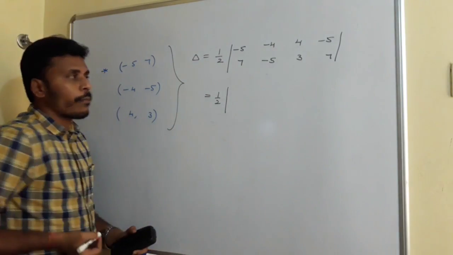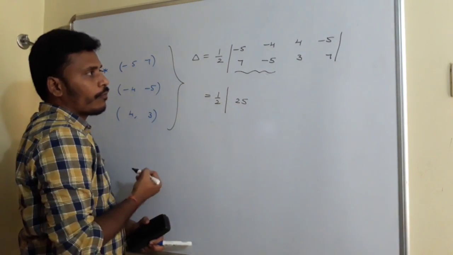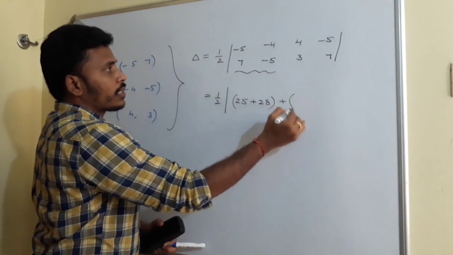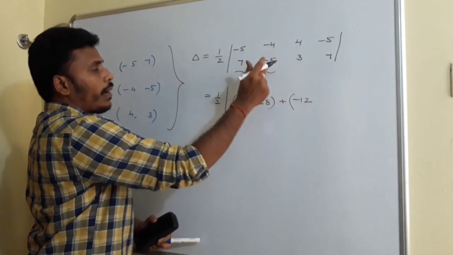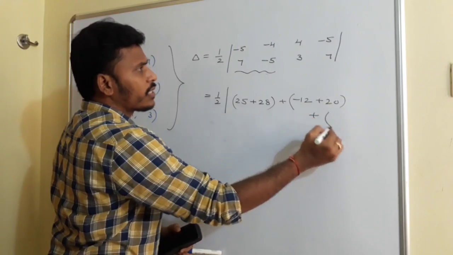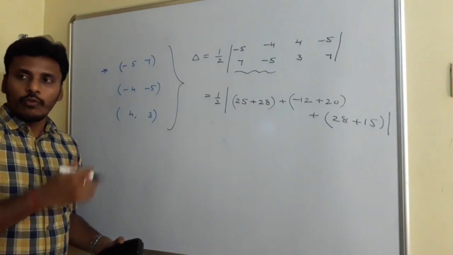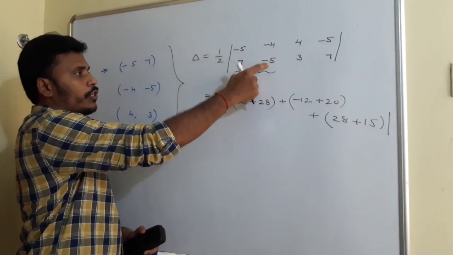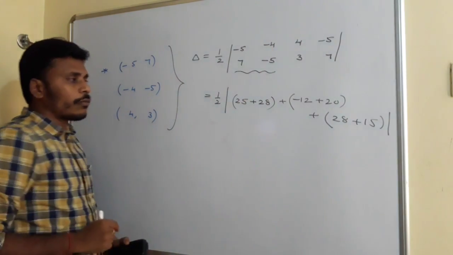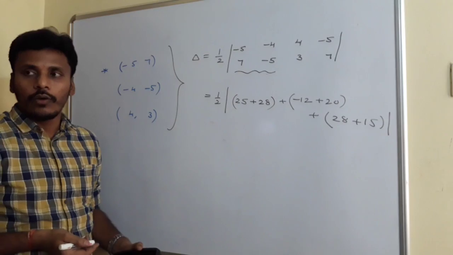This is equal to half modulus of, now just apply the crisscross technique for the first block. Minus 5 into minus 5 is 25, and then 7 into minus 4 is minus 28, minus of minus becomes plus 28. Then minus 4 into 3 is minus 12, minus 5 into 4 is minus 20, and minus of minus becomes plus 20. And 7 into 4 is 28, minus of minus becomes plus 15. Directly I am doing it here: you just apply the crisscross technique, the product of these two minus the product of these two. Already one minus is there in the formula, but here it is minus 28, and that minus and this minus will become plus 28. If you observe, everything is plus signs, only for minus 12 you have the minus sign.